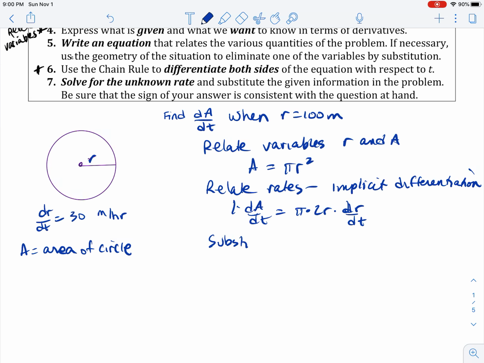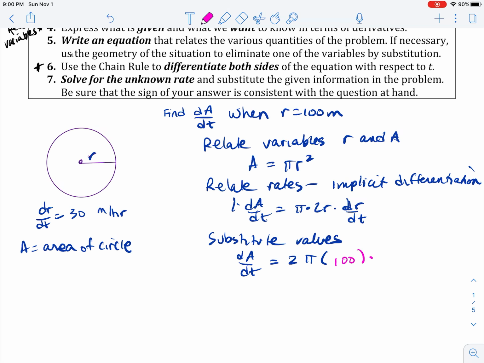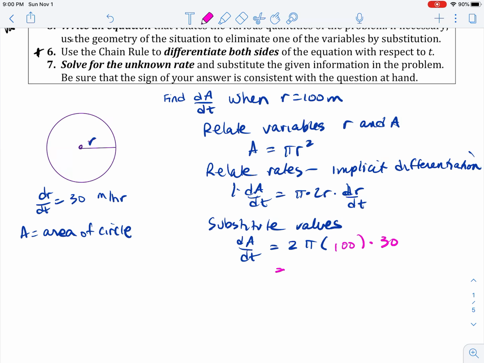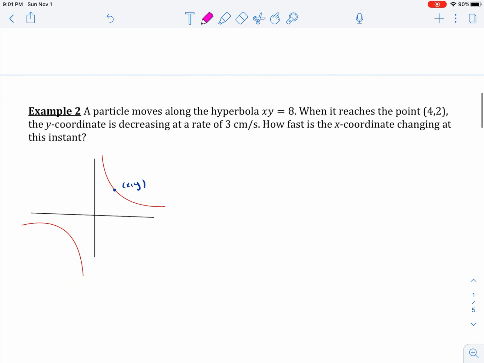Okay, now that I have related the rates and I've already taken my differentiation, now it's time to substitute my values. So I get dA/dt is equal to 2 pi, and what is r? r is 100, and what is dr/dt? 30. And now I can tell that dA/dt, which is what I want to find, is going to be 30 times 100 is 3,000, and 3,000 times 2 is 6,000, and 6,000 times pi is 6,000 pi, and we have meters squared per hour. Good.